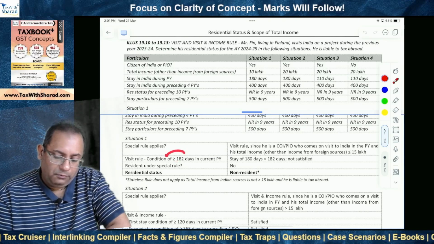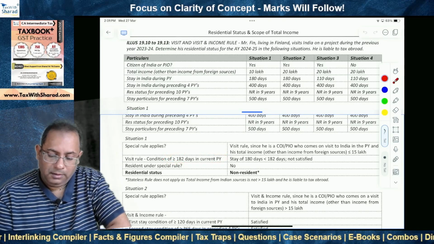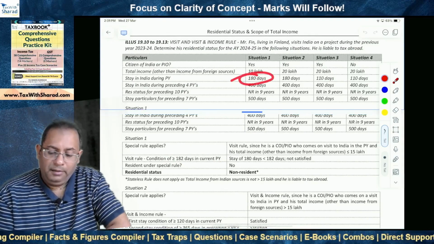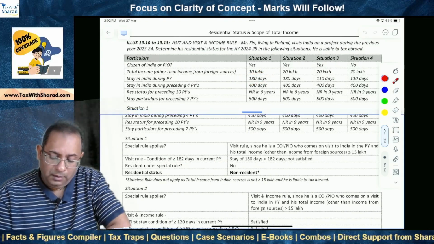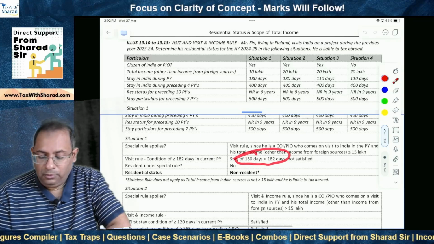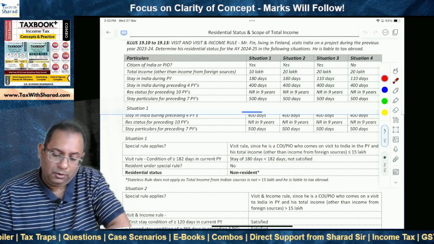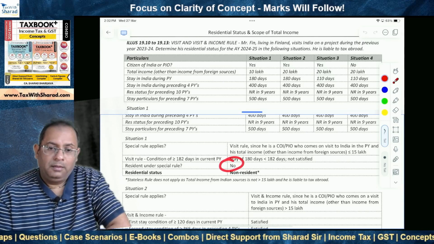Under the visit rule, it requires 182 days or more in the current previous year. And here, what is given? 180 days in the question. So this is less than 182 days, so this is not satisfied. So he is not a resident under the special rule.